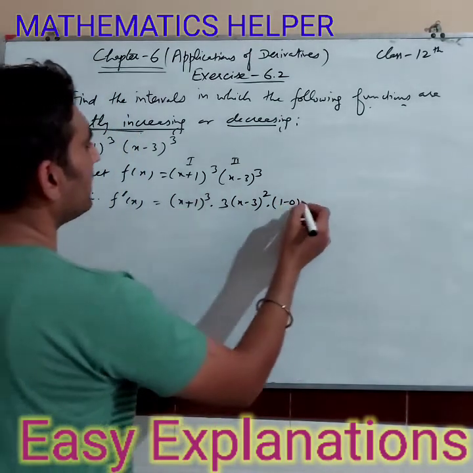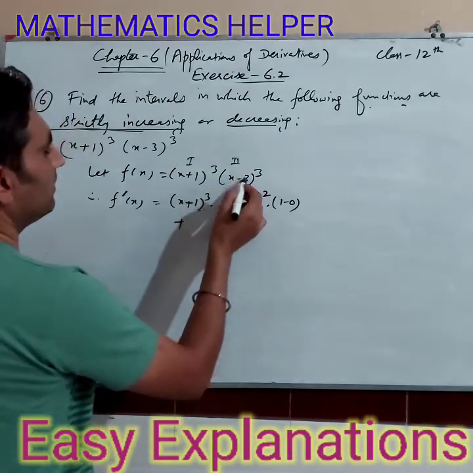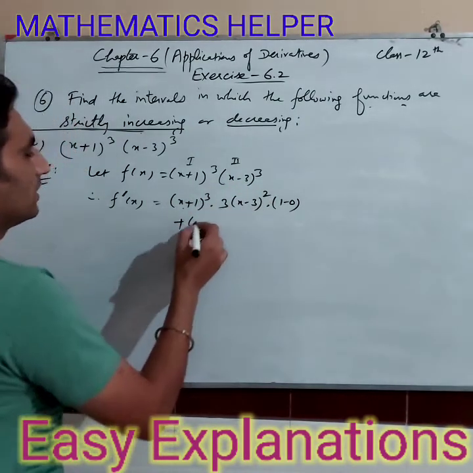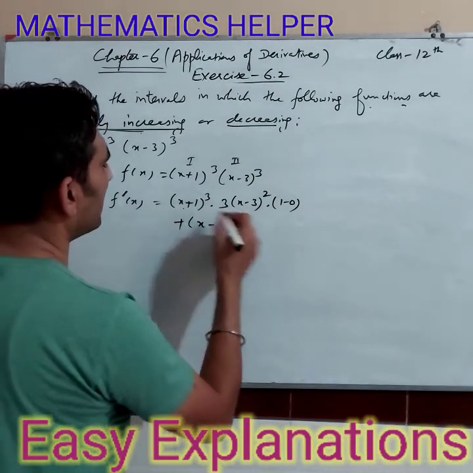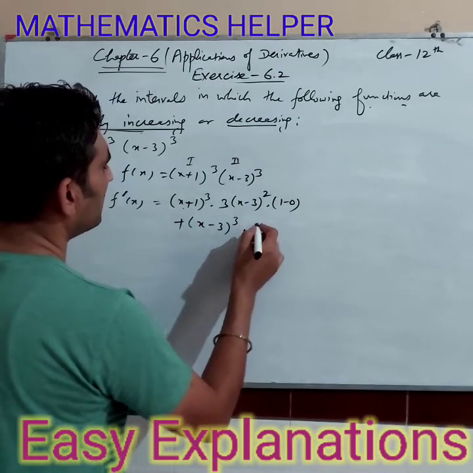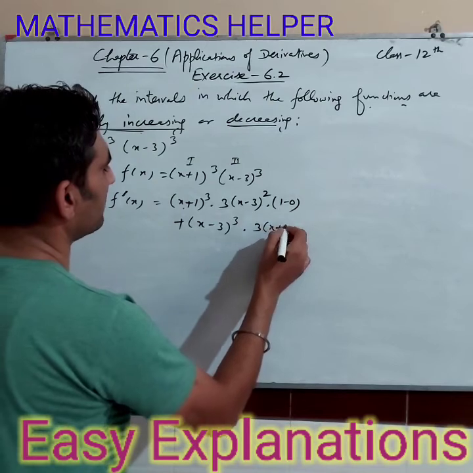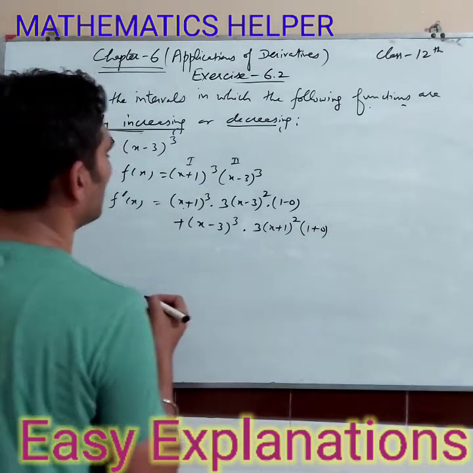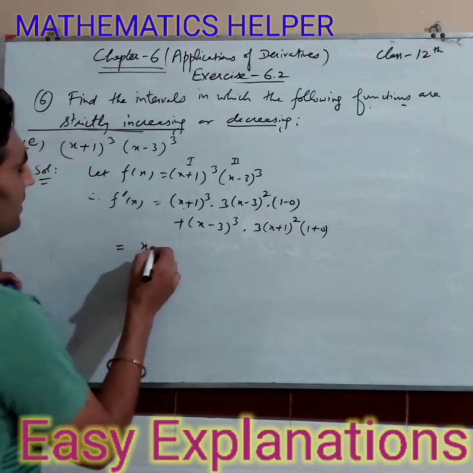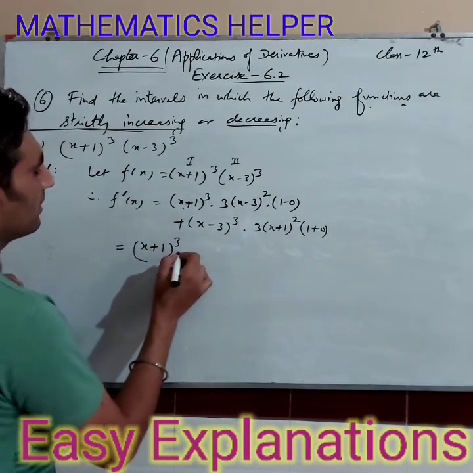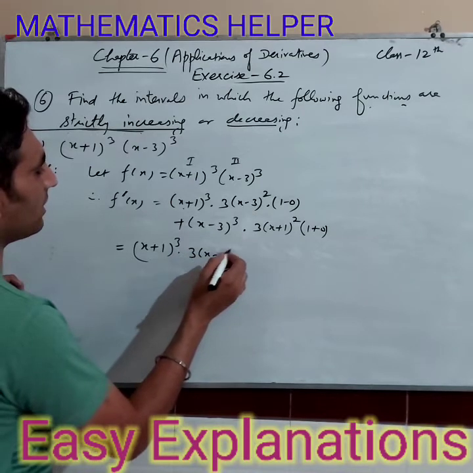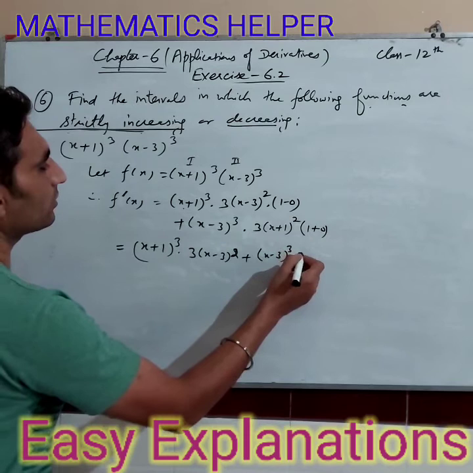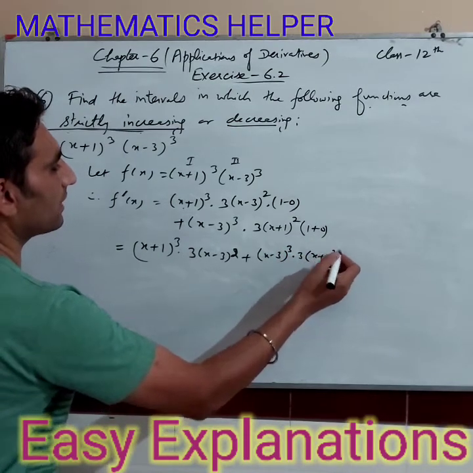Similarly, we write the second as it is, times the derivative of the first. It will be 3 in front, then (x plus 1) with 1 power less, that is 2. Then the derivative of x plus 1 is 1 plus 0. So we have (x plus 1) cube into 3 (x minus 3) square, plus (x minus 3) cube into 3 into (x plus 1) raised to power 2.